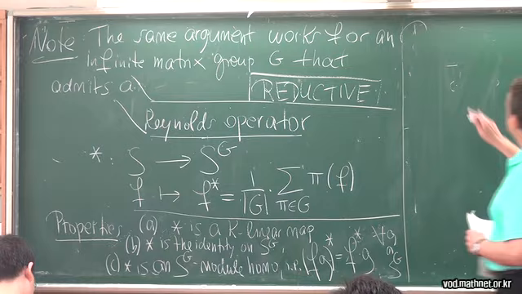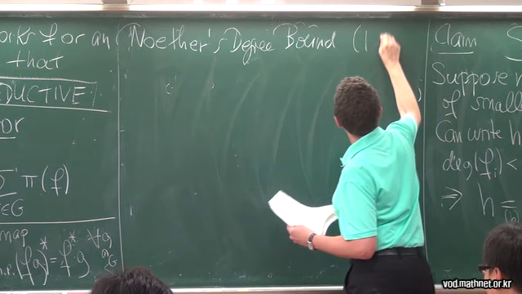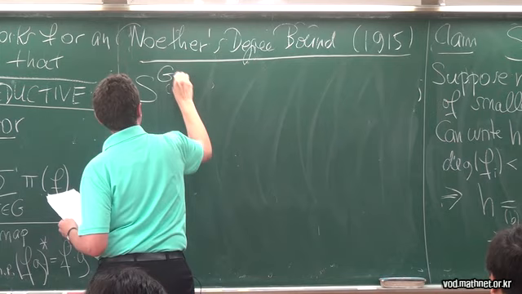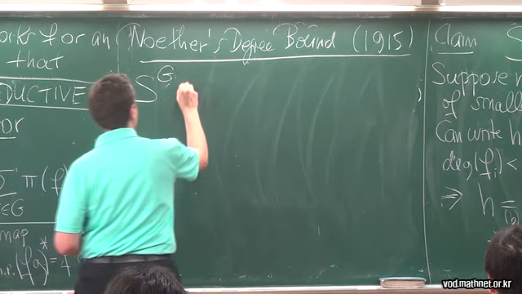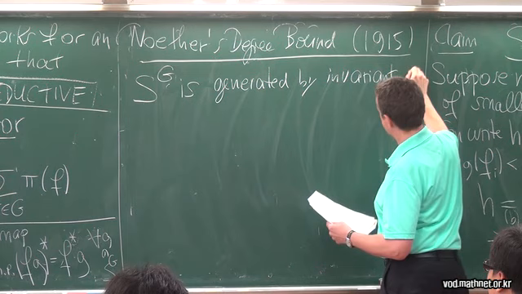Well, a little bit about computation. So there's Noether's degree bound. So this is Emmy Noether. In a short 1915 paper, she shows, again, same hypotheses, we're still in characteristic zero, finite group, that S^G is generated by invariants of degree at most the group order.